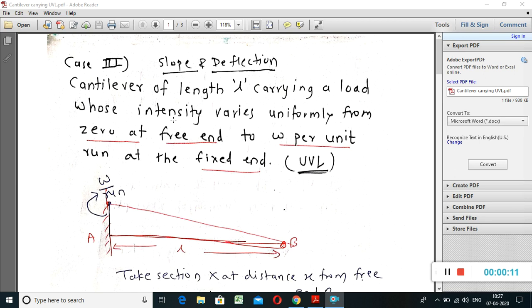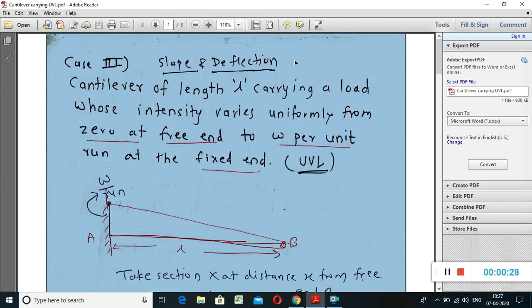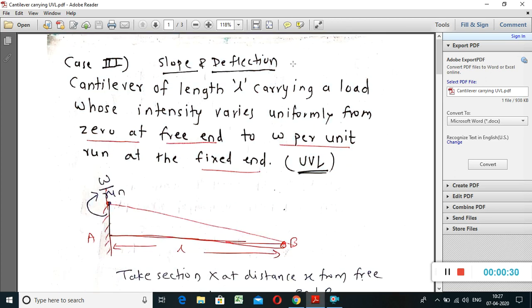We already have seen the two cases of cantilever for slope and deflection. One is for point load and another is for uniformly distributed load. Now we'll see the last case of cantilever of uniformly varying load, for which we'll find the maximum slope and deflection by double integration method. So this is the last case of the double integration method. All the three cases of simply supported beam are already over. This is the last of the cantilever.